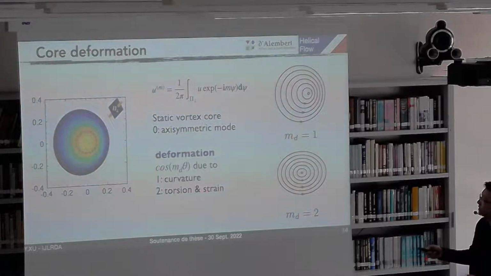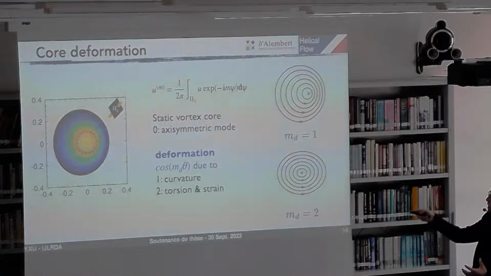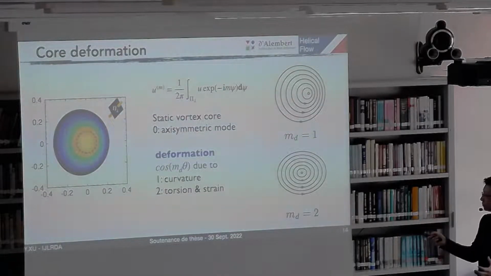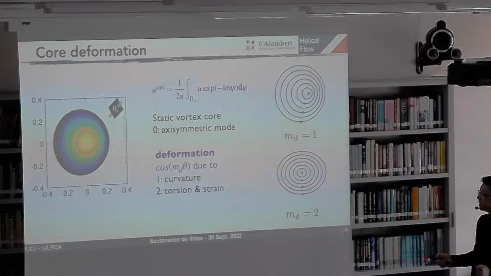So for the final states, the original axisymmetric shape is deformed mainly in two ways. The first we call m_d equals 1, which is a curvature mode. It shifts the vorticity to the left side. The second is m_d equals 2, where, due to the Gaussian strain and the curvature, it deforms the shape of the vortices from a cylinder to an elliptic. These are the sources of the instability.